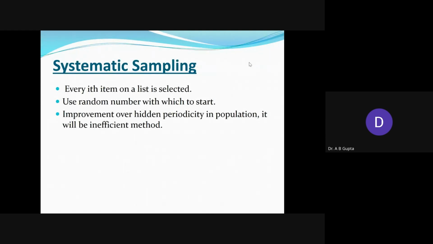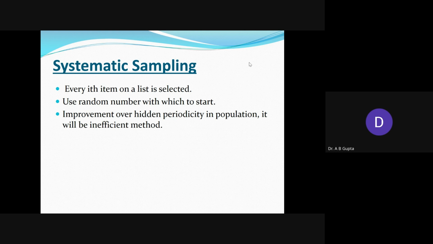Another type of sampling is systematic sampling. Here every ith item on a list is selected. Suppose you want to select 10 students out of 100. You say, I will select every 10th student: 10th, 20th, 30th, 40th, like that. This is systematic sampling, and you can start from any number.